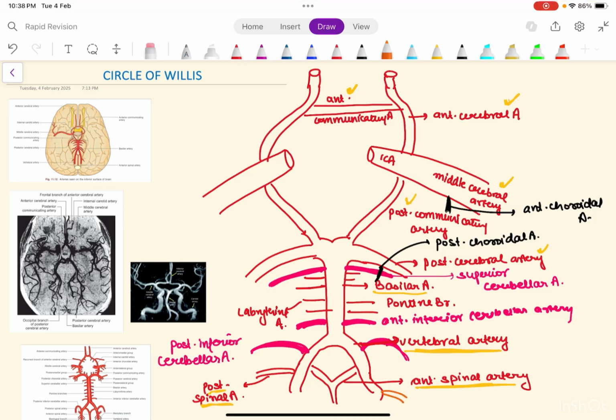Now here you can remember two more things. Some branches lie outside and some lie on the inside. Just give me a second. Suppose like this you have, and some lie inside. So the outer branches are called medullary branches, and the inner branches are called meningeal branches. Okay, you have to remember this also. So from the middle you have anterior choroidal, and from the posterior cerebral artery you have posterior choroidal.